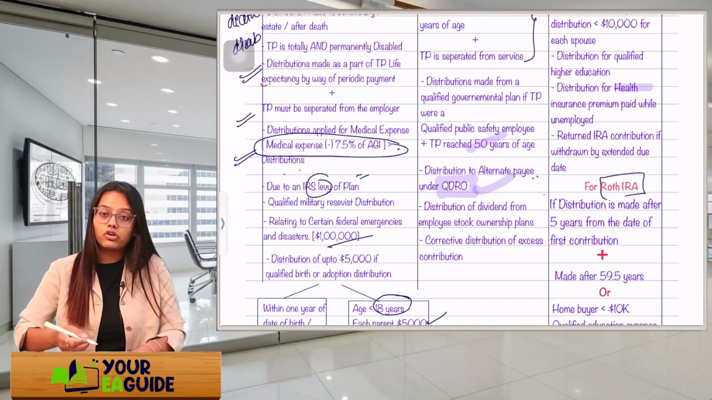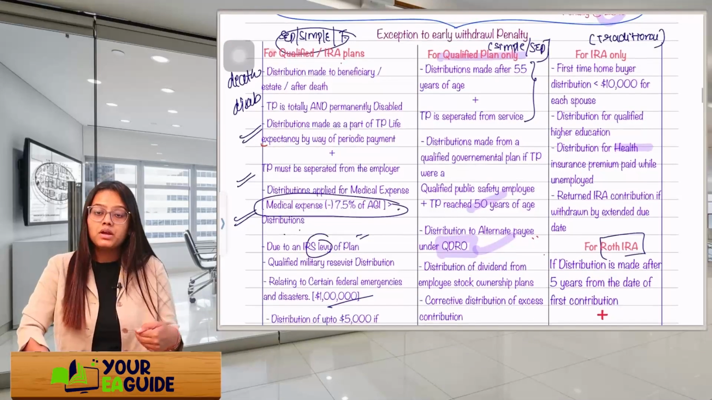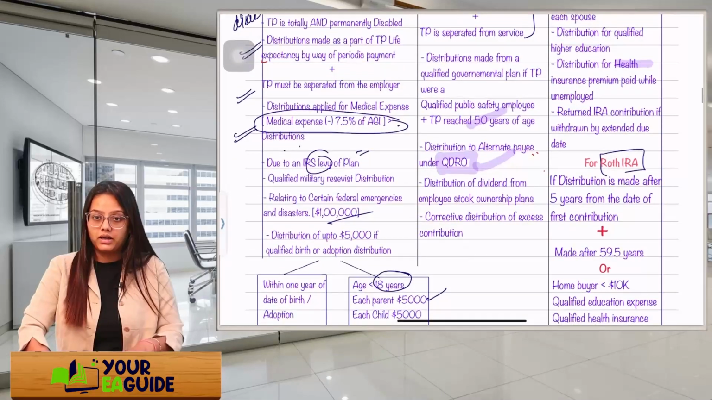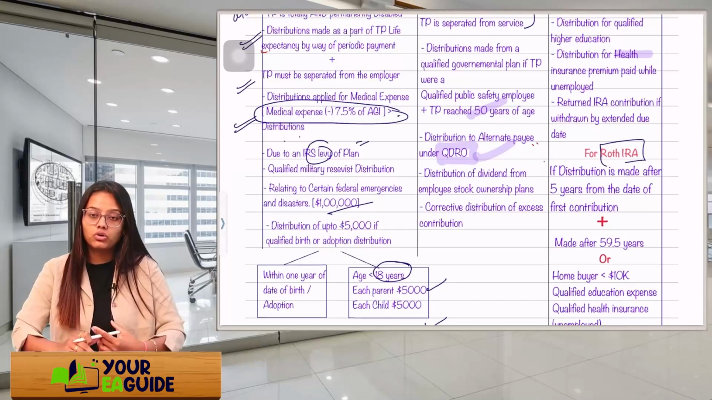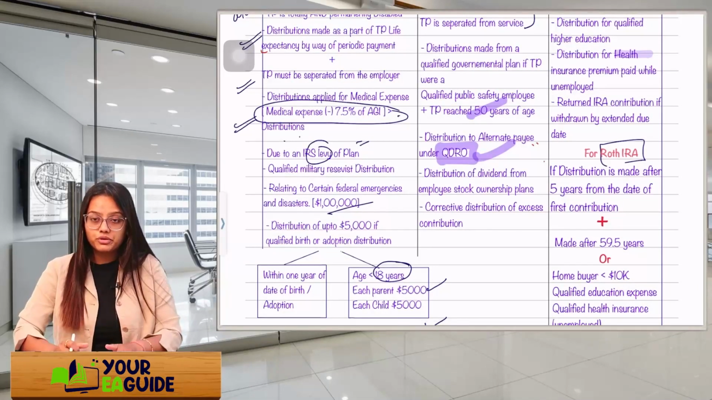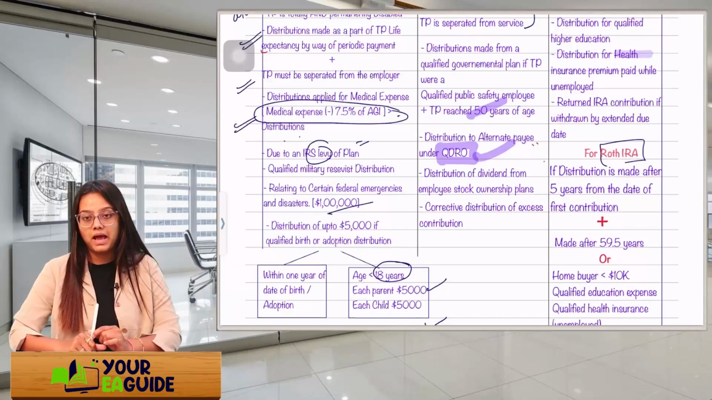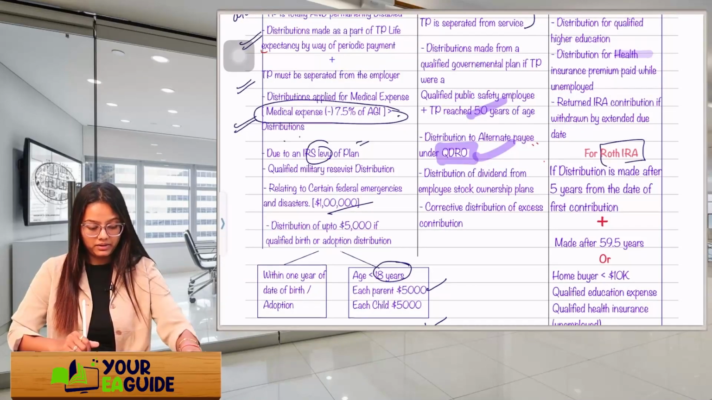Under this, if they are going to receive an IRA distribution as beneficiaries, okay, then it is not liable for the 10% penalty. Next is distribution of a dividend from an employee stock ownership plan. Okay, so if you are going to have a distribution of a dividend from an employee stock ownership plan, then in that case, it is not liable for the penalty.